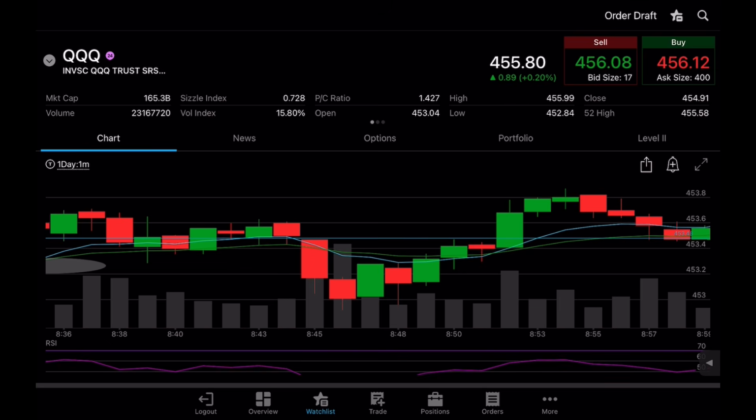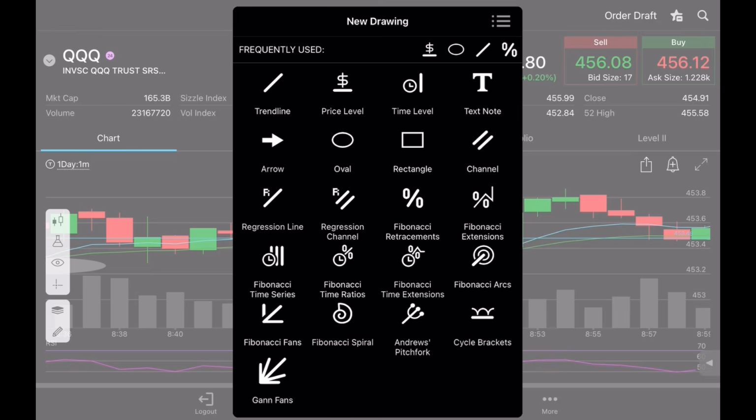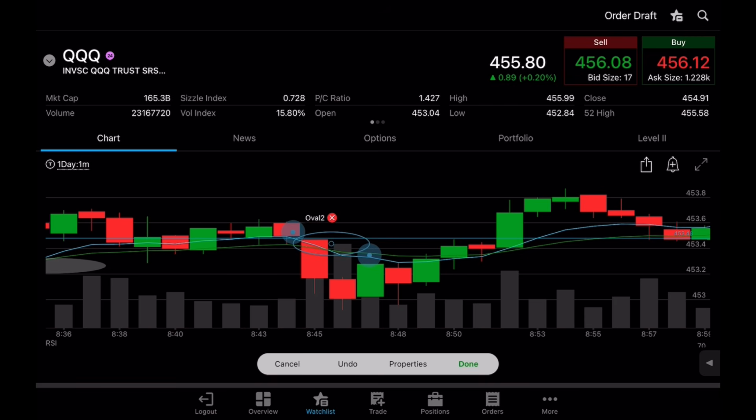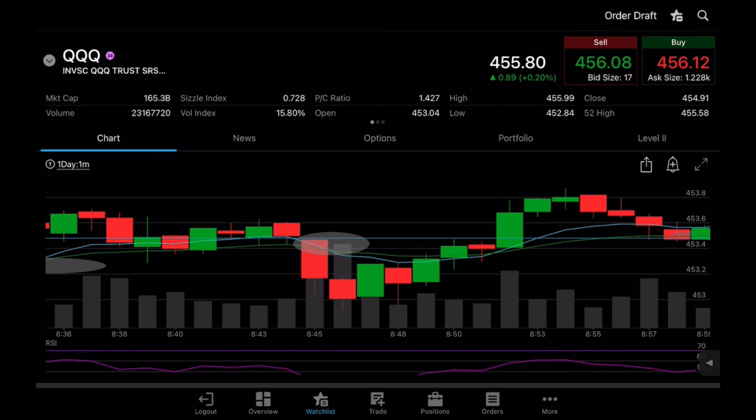So we can see that this particular time at about 8:46, let me show you that, here. So about 8:46, we see it cross, but the green crossed over the blue, okay? So that shows you a reversal signal.